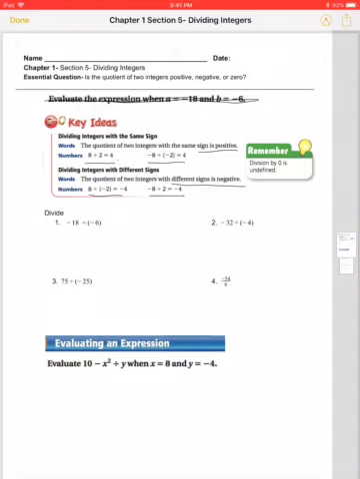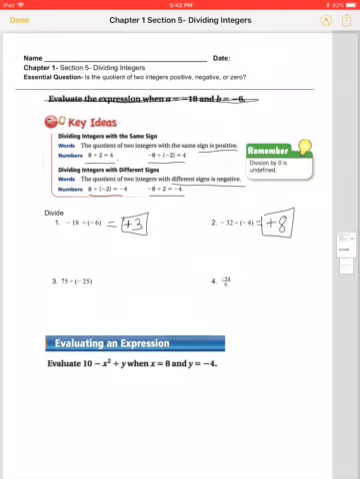So if we look at these first couple examples, I have negative 18 divided by negative 6. First thing I notice is they are both negative, so they're the same sign. That means my answer is positive. 18 divided by 6 is 3. Number 2. Negative 32 divided by negative 4. Once again, I got two negatives. That means my answer is positive. 32 divided by 4 is 8. So my answer is positive 8.